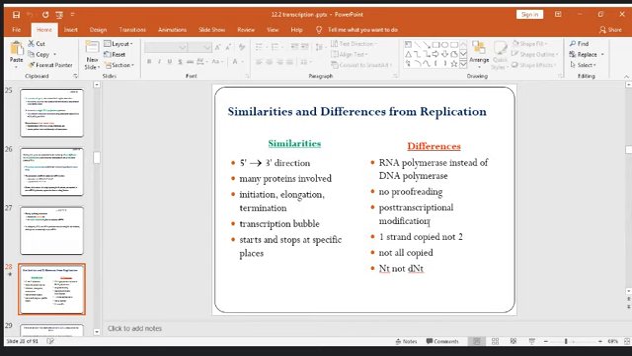However, post-replicational modification yield. And one strand copied from the parental DNA molecule in transcription process. However, replication involves the copying of both of the strands. So not all strands are copied. This is also a difference. The other difference, ribonucleotide triphosphates are used in the transcription. However, deoxyribonucleotide triphosphates are used in the replication process.